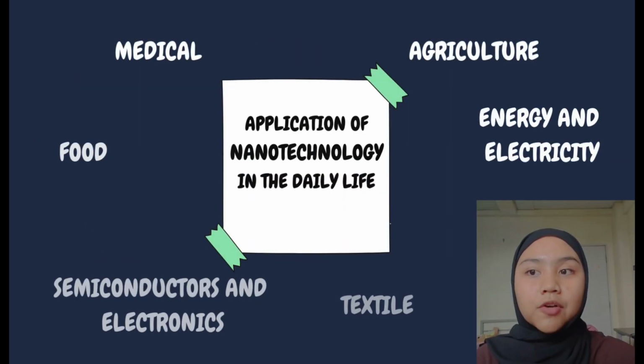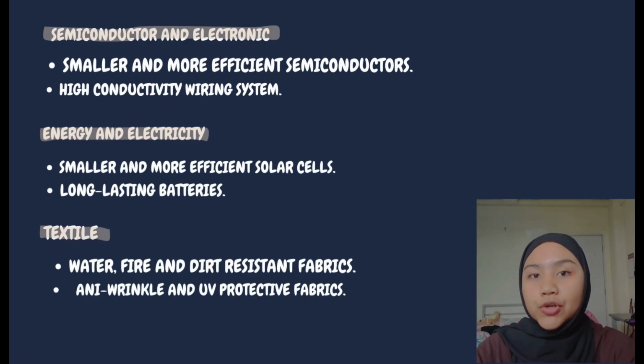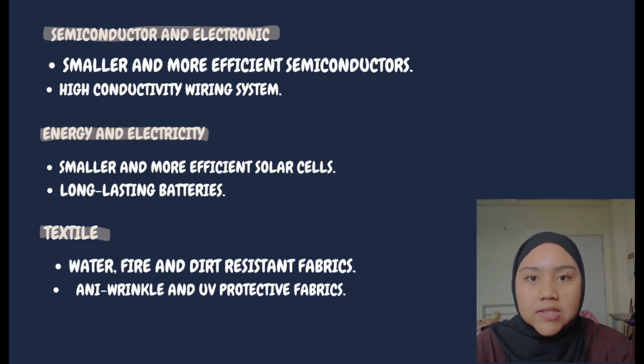There are 6 applications of nanotechnology in daily life. The first one is semiconductor and electronics: smaller and more efficient semiconductors, and high conductivity wiring systems. Second is energy and electricity: smaller and more efficient solar cells, and long-lasting batteries. The third one is textile: water, fire and dust resistant fabric, and also anti-wrinkle and UV protective fabric.